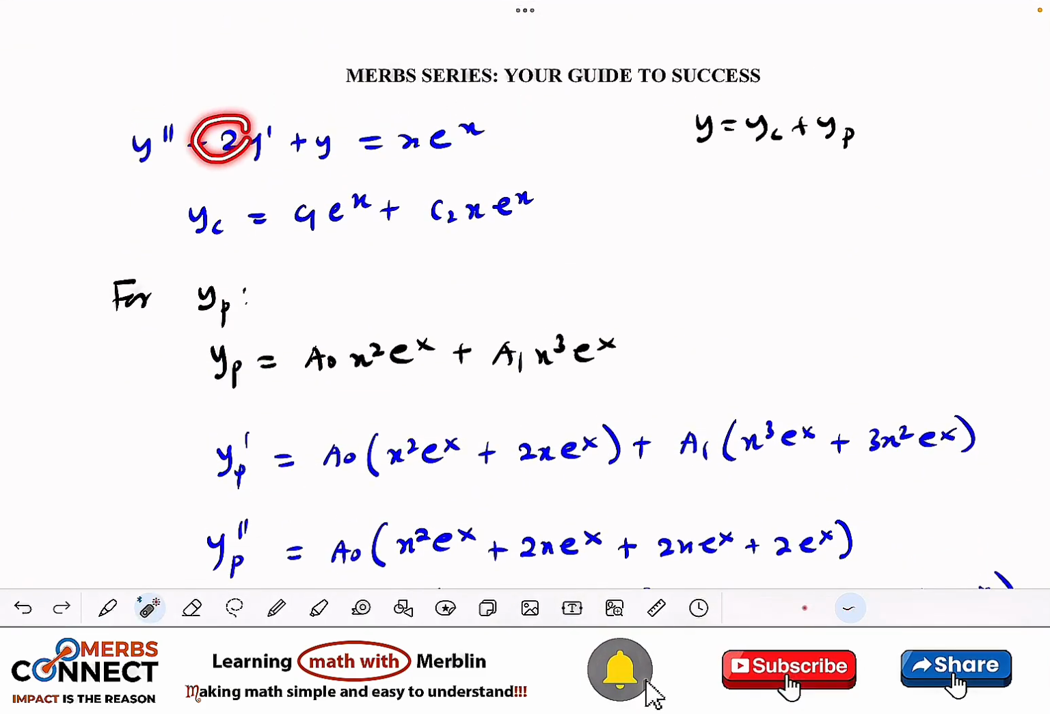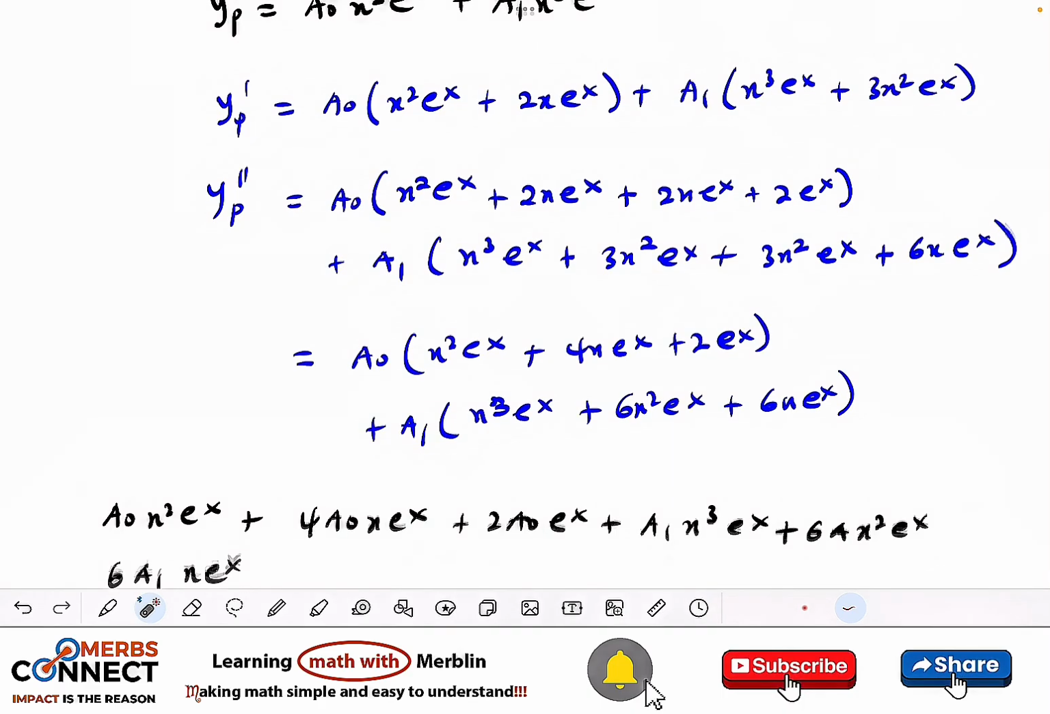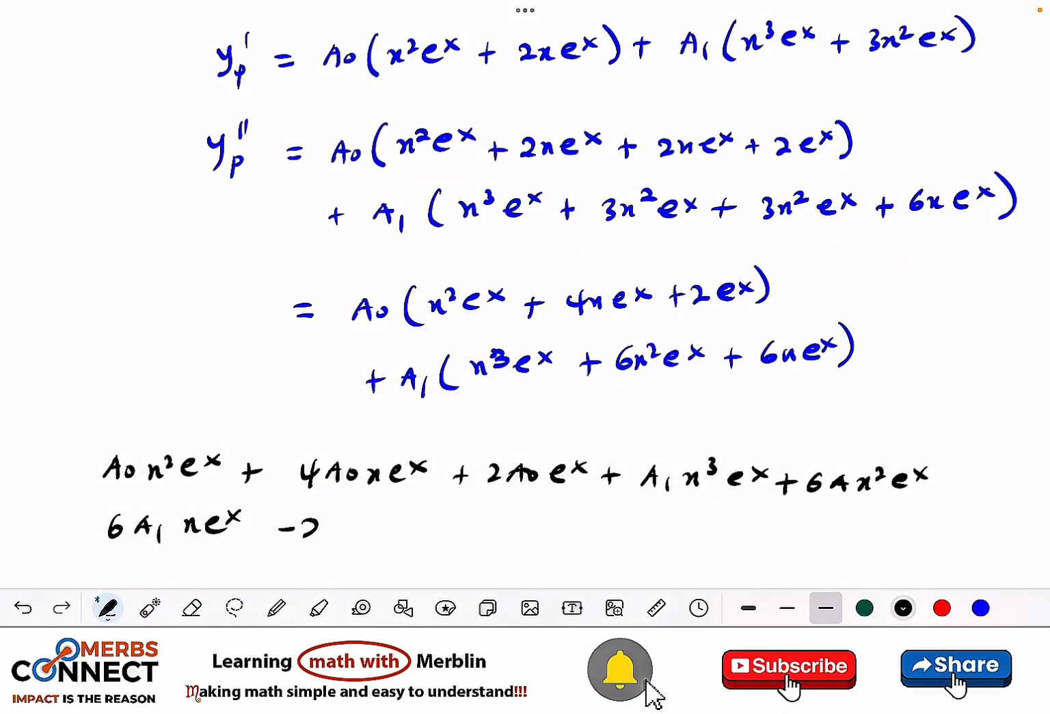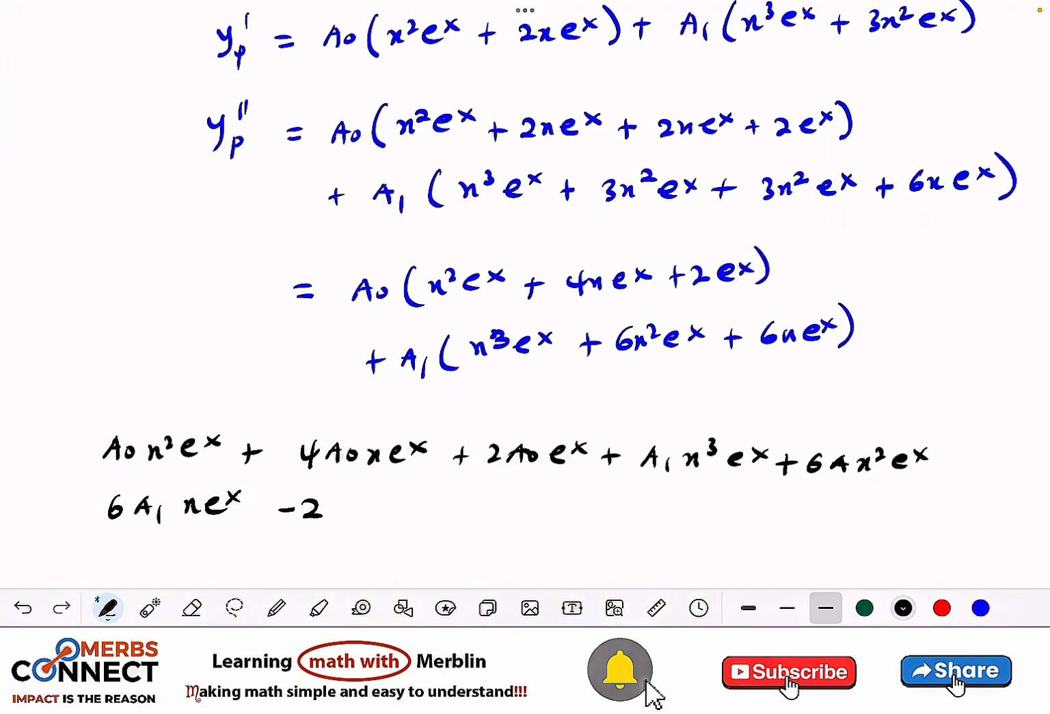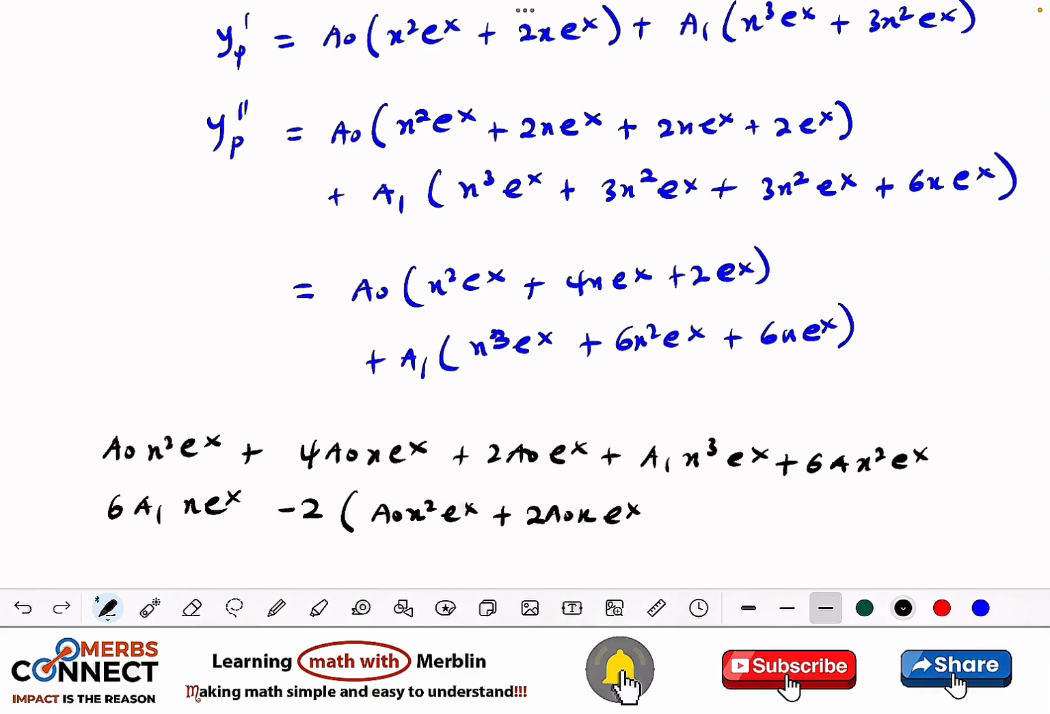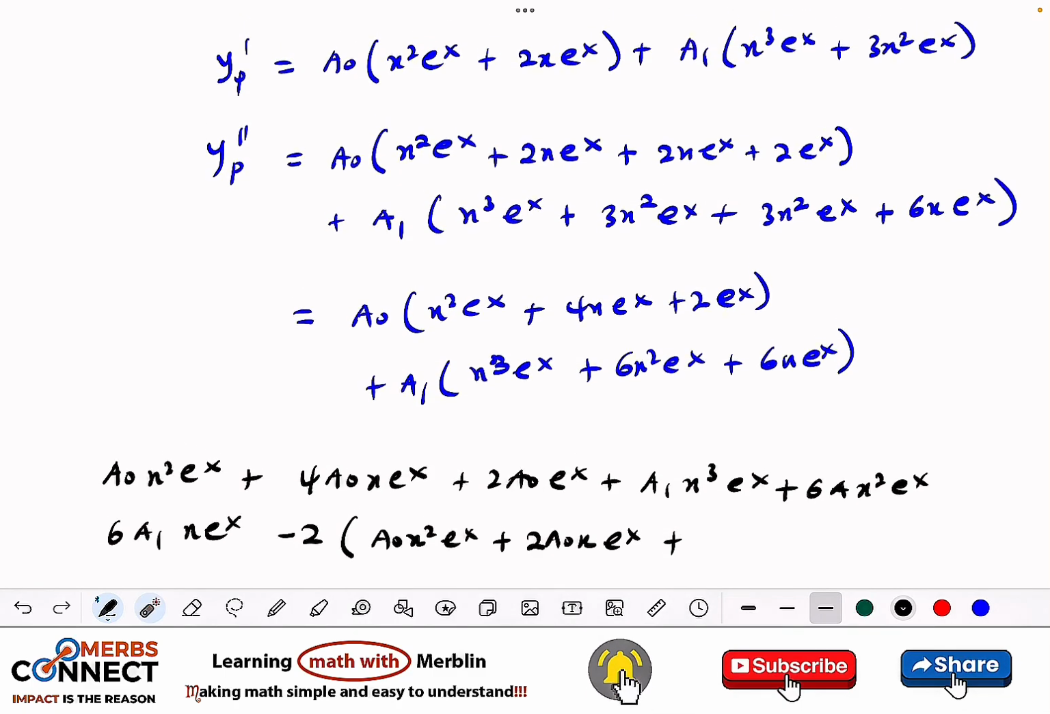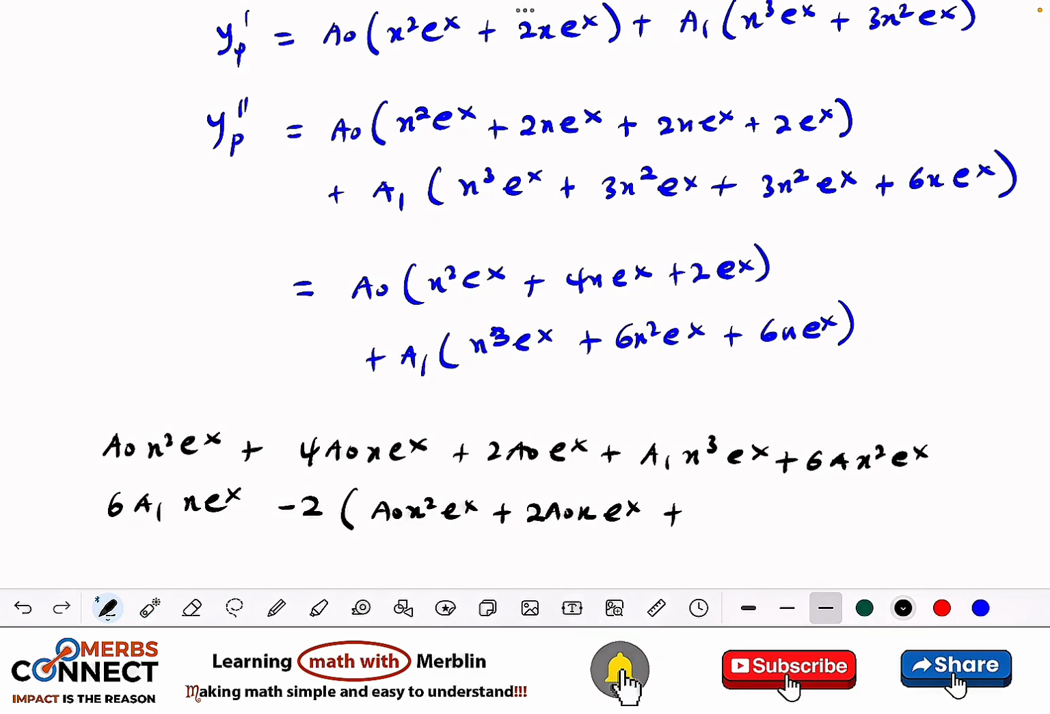Then I'm going to multiply minus 2 to y prime. So I'm going to have minus 2 multiplied by y prime. So I'm going to multiply a naught through and a1 through. So I'm going to have a naught x squared e^x plus 2 a naught x e^x plus, then I multiply a1 through here. So I'm going to have a1 x to the power 3 e^x plus 3a1 x squared e^x. So that is y prime.